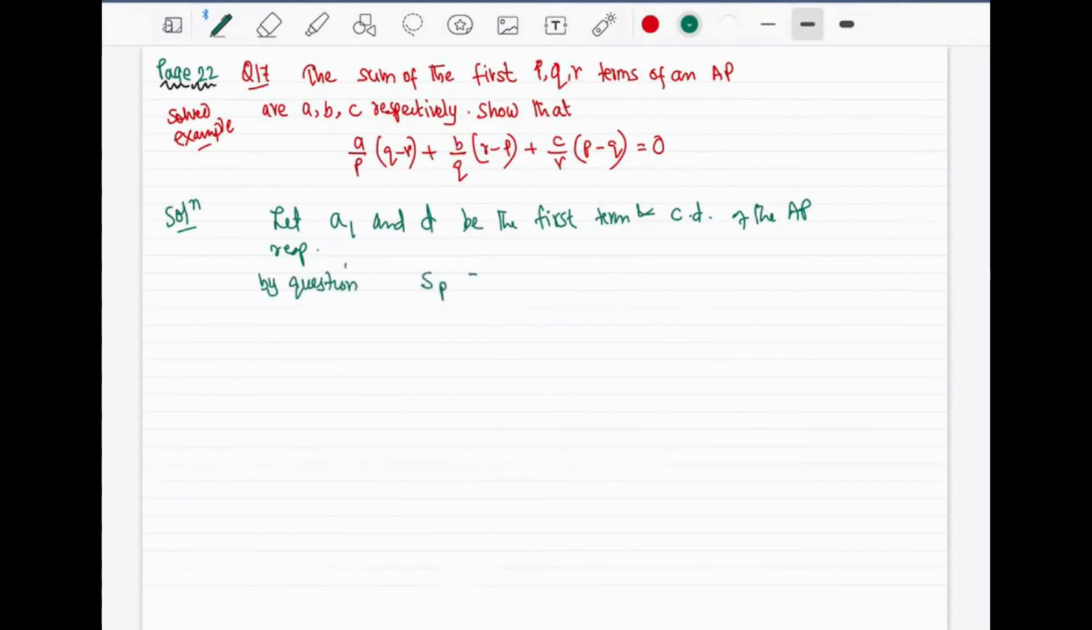Sum of the first P terms is equal to A. How are we going to write the sum of the first P terms? Let's write on the right part. Sum of the first P terms, we are going to write it as P by 2 times (2A1 plus (P minus 1)D). This is equal to A.